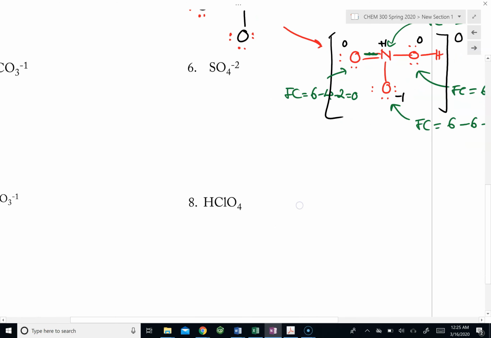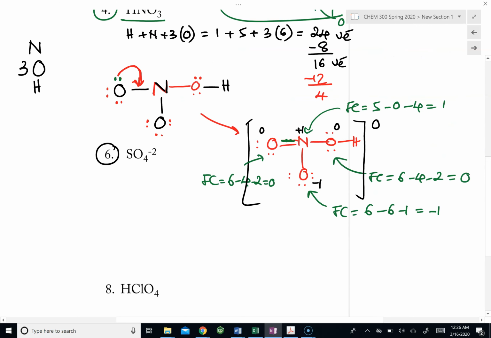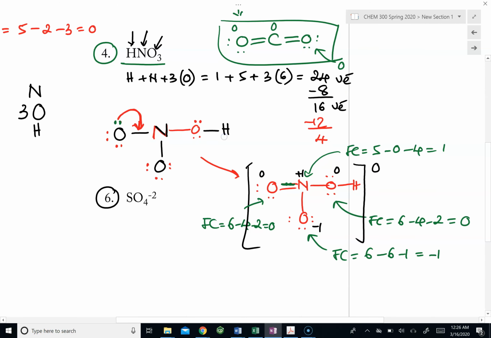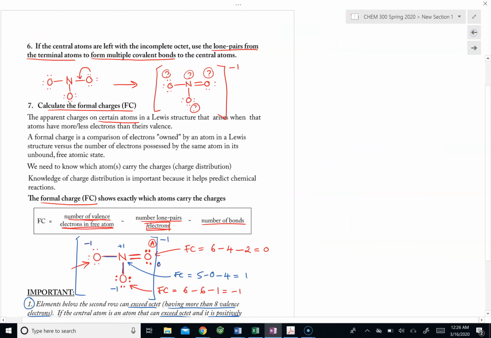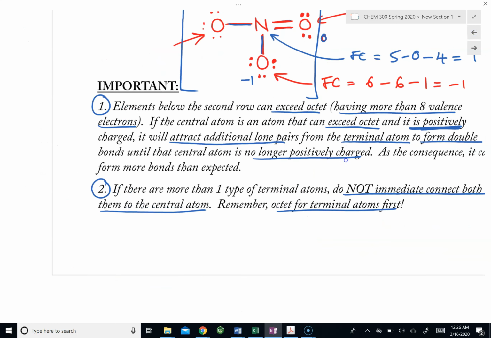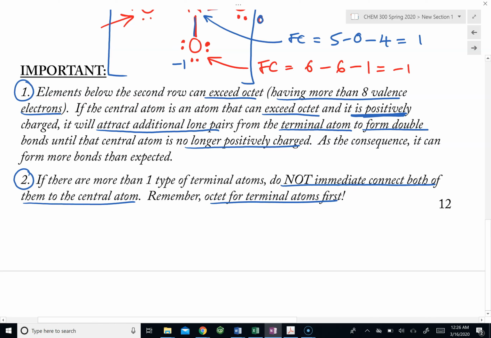Let's now try number 6. And just to go back a little bit, on number 4, that was where we began to see the guideline, the second statement from the 2 very important statements that I have mentioned to you before. So let me now repeat this again to make sure you understand these important guidelines. The guideline is, again, if there is more than one type of terminal atom, do not immediately connect both of them to the same central atom. Remember, octet for the terminal atom first.